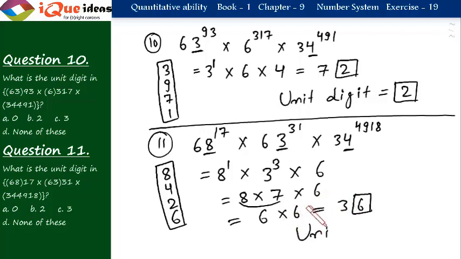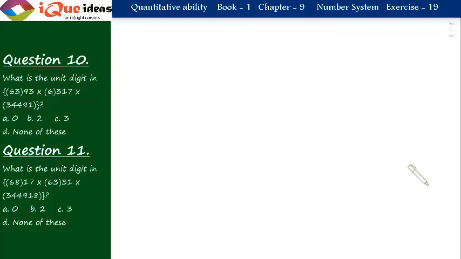Alright, so unit digit of this number is 6. So answer of the question is 6. Remember, if the question says what is the second last digit, you don't say 3, we don't know. We have calculated, we are focused only on the last digit, that is the unit digit of these numbers.